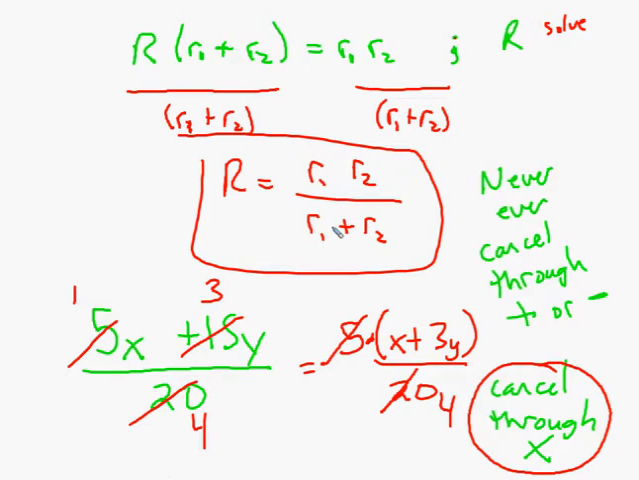Now, why can't I do that here? There is no common thing between all of these. You might think R1, but if I do that, I've canceled through addition. You see what I mean? So we do want to be careful with that, so we can't do that. That was an awesome question, thank you.